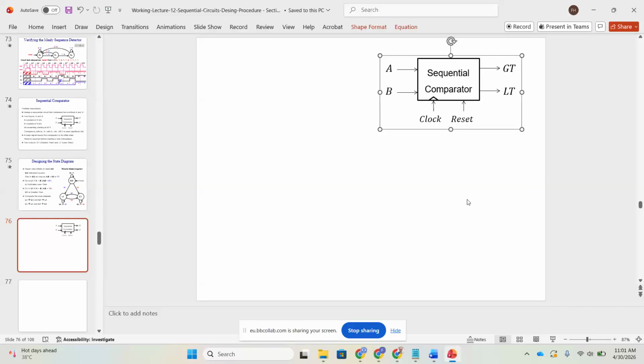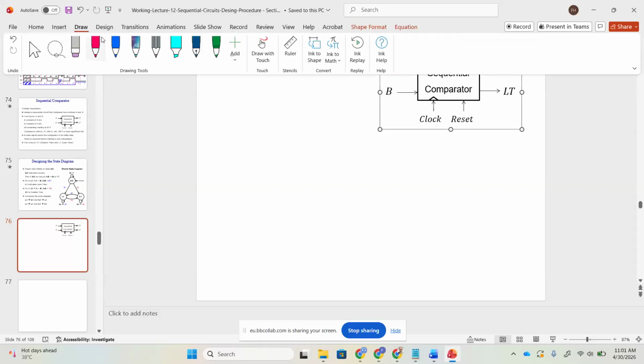So the topic of today's lecture is a sequential comparator. And what is a sequential comparator? We are comparing two numbers A and B. Got it or not got it? So let's assume we want to compare. What is our objective? Our objective is to design a sequential comparator.